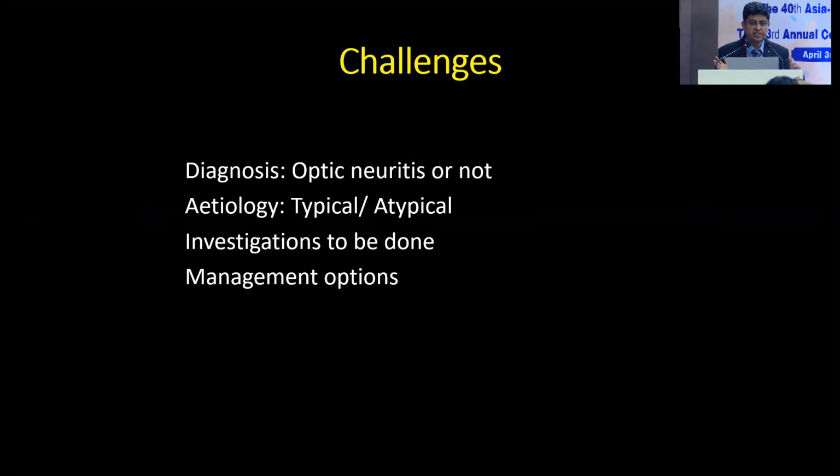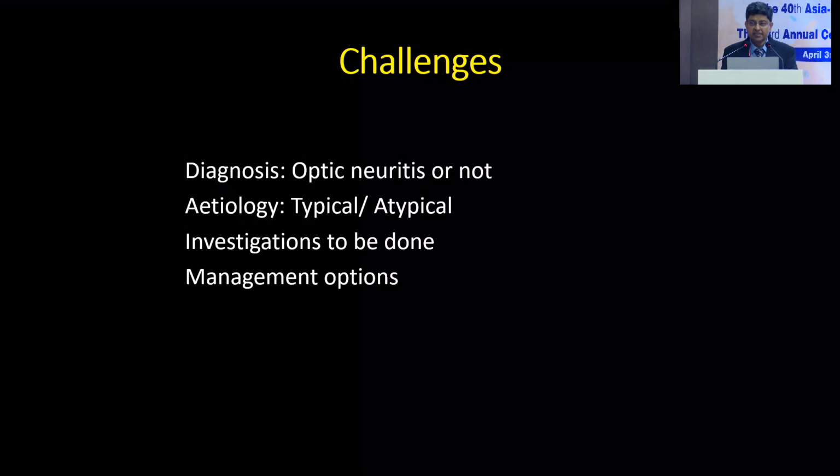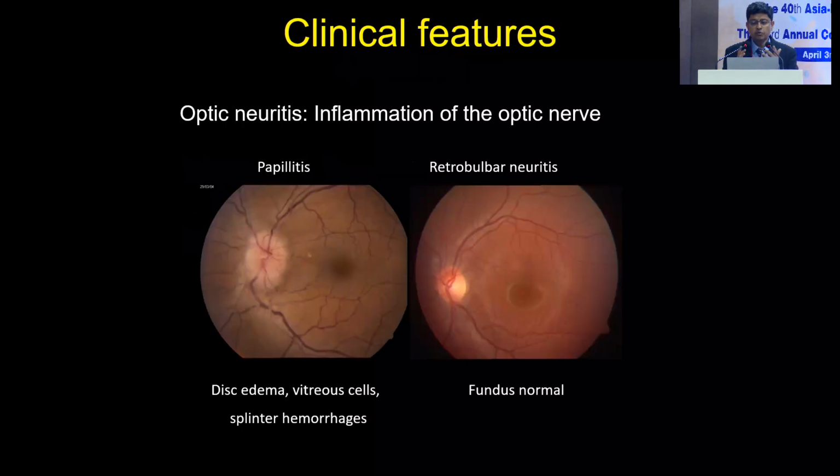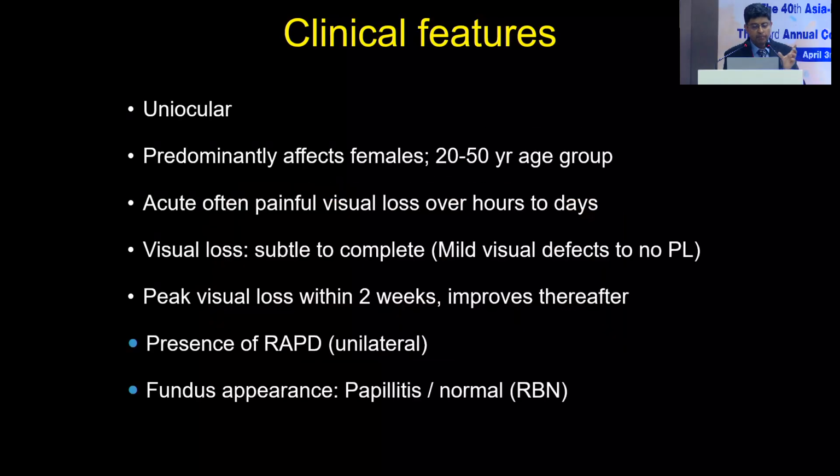So the challenges, particularly when it comes to a child, are whether there is actual true visual loss or not, whether it is optic neuritis or not, then what is the potential etiology, which we can try and see whether it's typical or atypical, what are the key investigations to be done, and finally, what are the management options. So optic neuritis is inflammation of the optic nerve. Again, remember the definition when we are talking about optic neuritis: inflammation of the optic nerve.